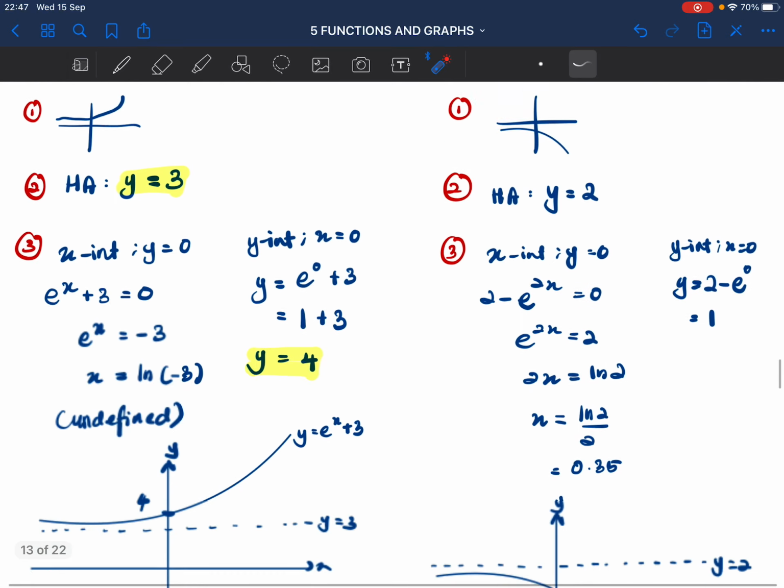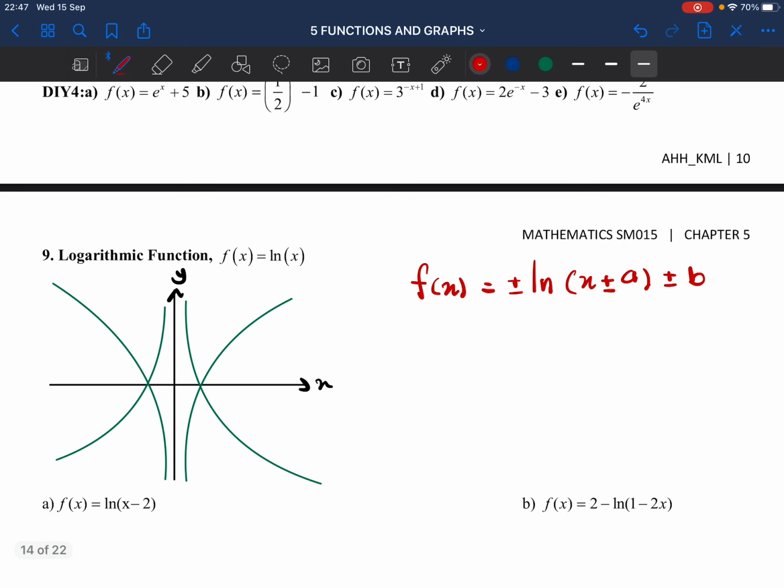Okay, so kalau exponent function kita tengok kat sini kita ada horizontal asymptote, tapi untuk log function pula kita akan ada vertical asymptote. Okay, so vertical asymptote only. So ingat, rational ada horizontal dan vertical, exponent ada horizontal asymptote, log pula akan ada vertical asymptote only.